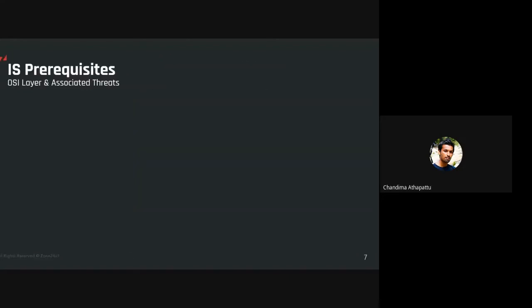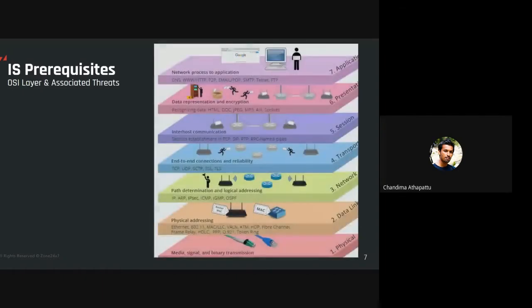So I'm moving to some prerequisites. I'm talking about the OSI layer and the associated threats of that. So why am I talking about the OSI layer? We are having 7 layers. Each layer has security threats, and only if we cover all 7 layers can we say that our security is acceptable and enough to some extent, right?